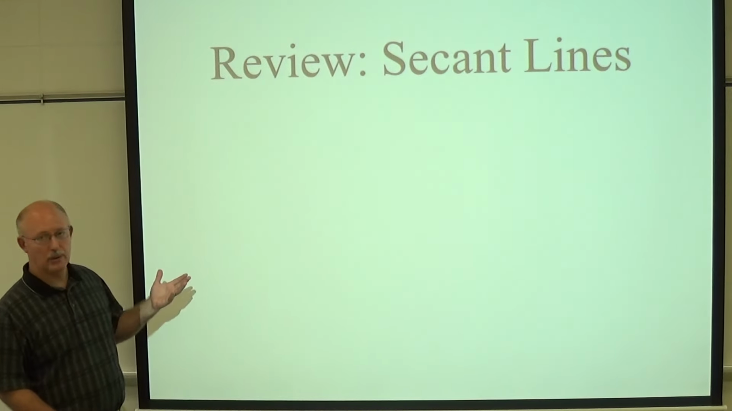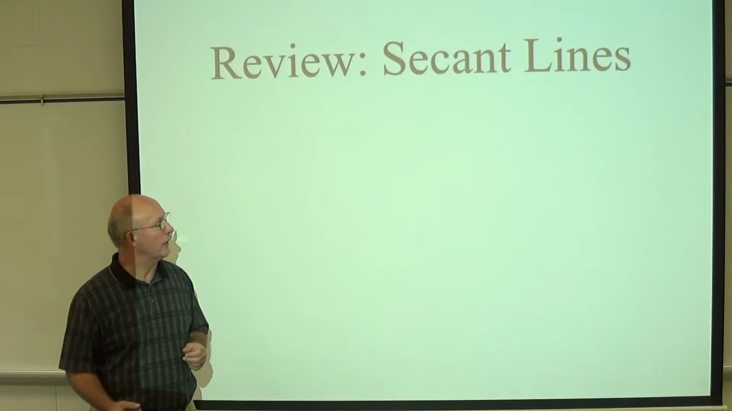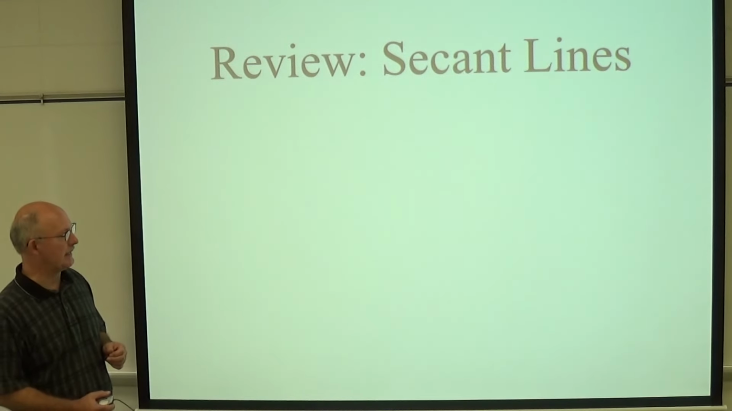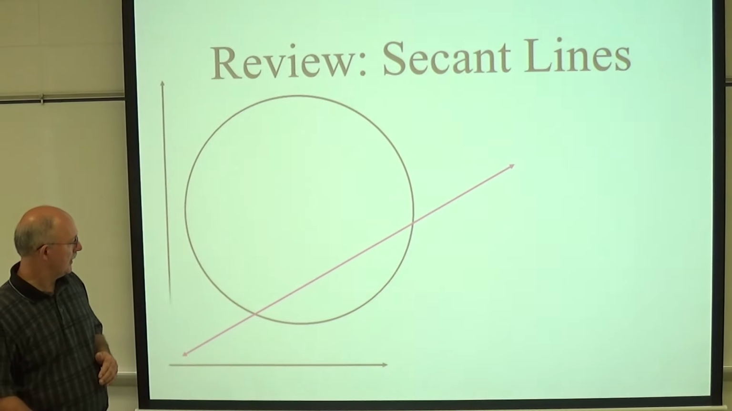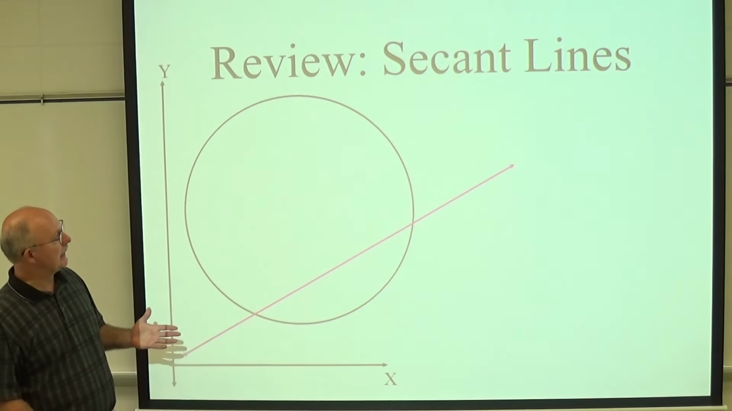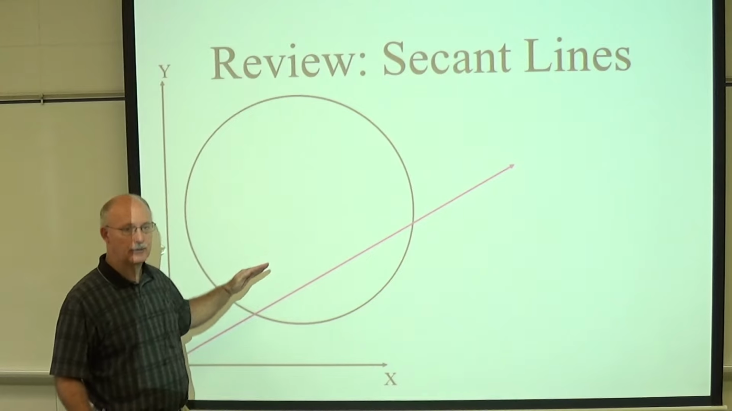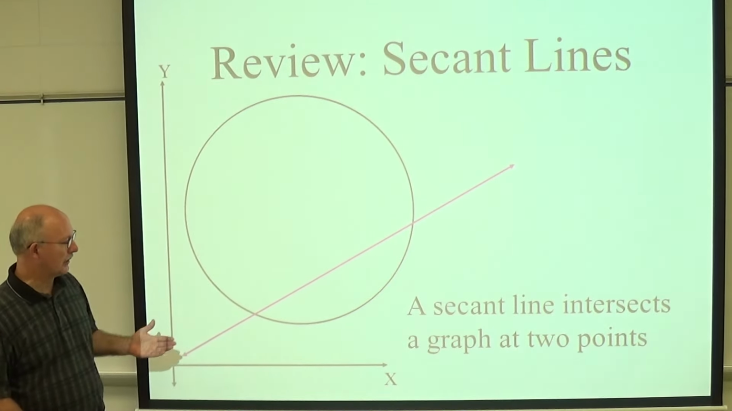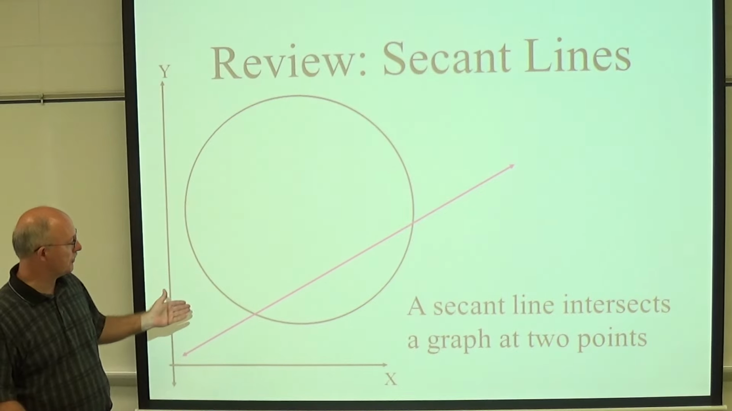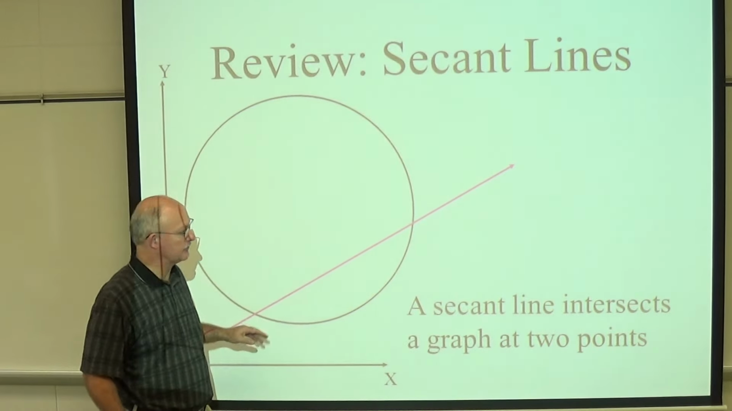Now, two concepts here we want to review real quick. First of all, make sure you remember what a secant line is. Now, I'll do a circle. Here's my circle. Now, a secant line is simply a straight line that intersects a curve at least 2 points. Right? So it intersects a graph or a curve at 2 points. Here's my circle, you can see the secant line.